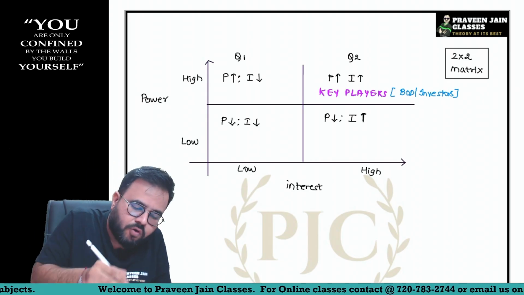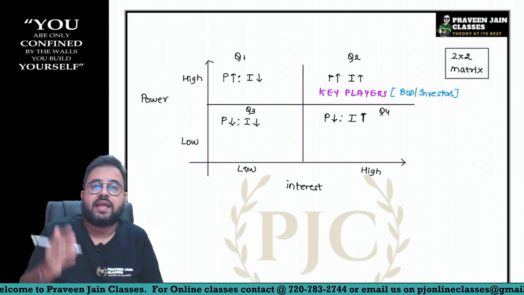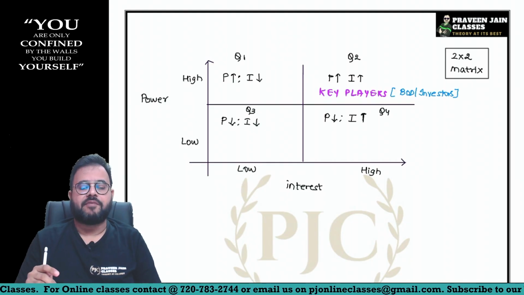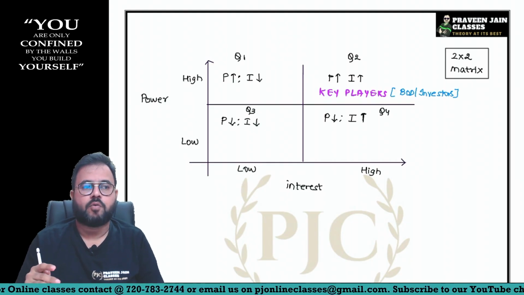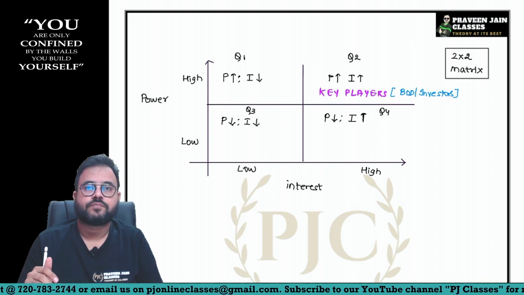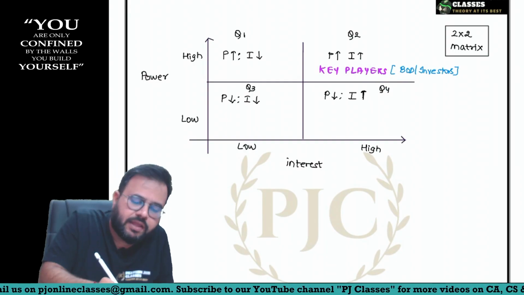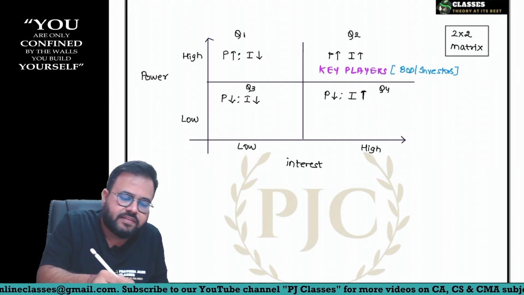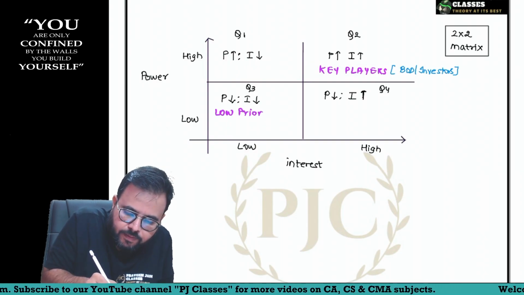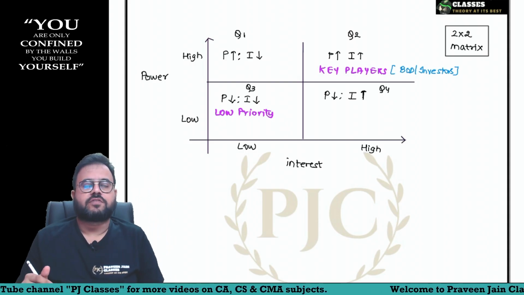Tell me, what about quadrant number 3? Extreme opposite to that. Neither do they have high power nor high interest. Both are low. So what should we do? Do you think we will give them the highest priority? Are they key players or low priority stakeholders? They are low priority stakeholders.